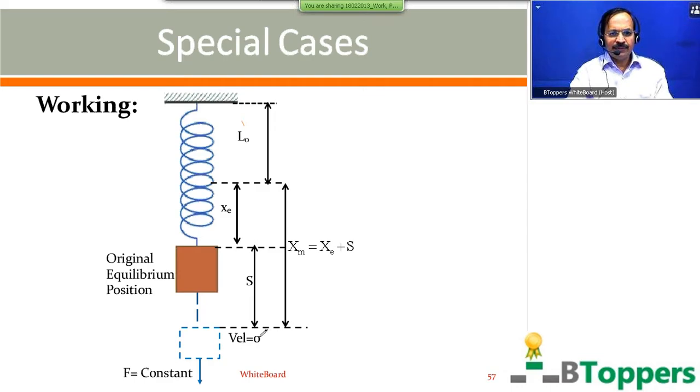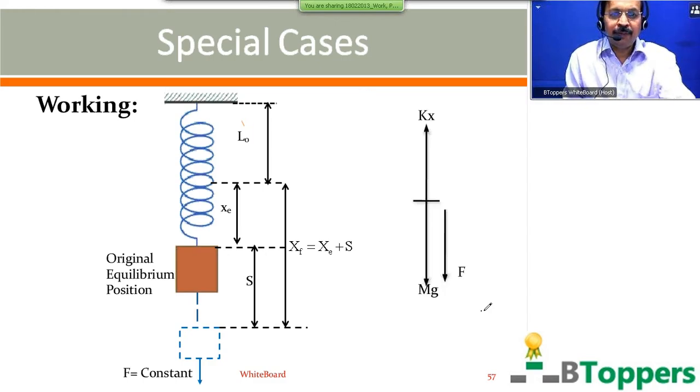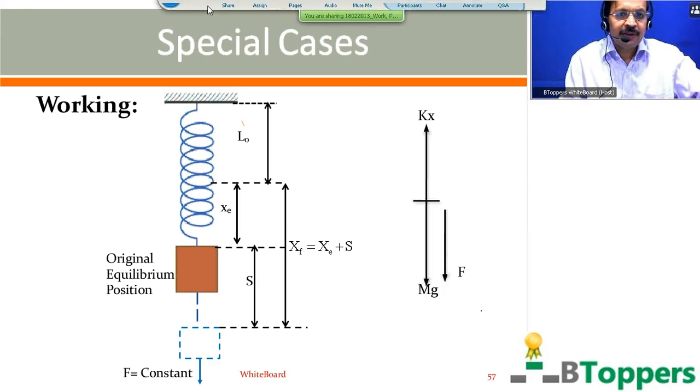So maximum elongation of spring, that is elongation of spring from its natural length when the block reaches the lowest position, is denoted by Xm, that is equal to Xe plus Sm it should be. So come on, all of you copy down both the diagrams.